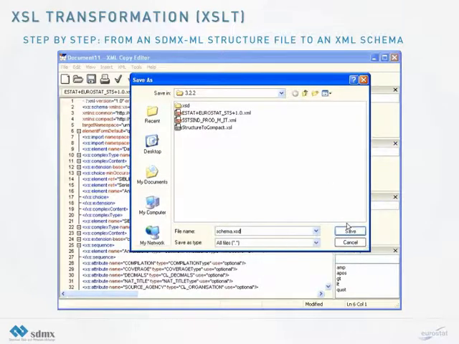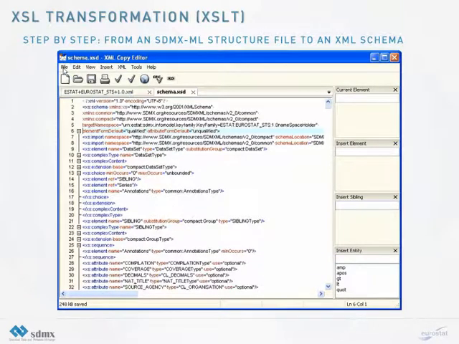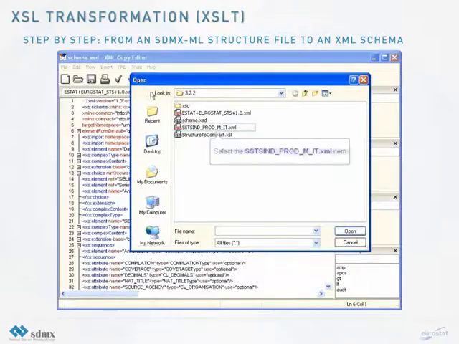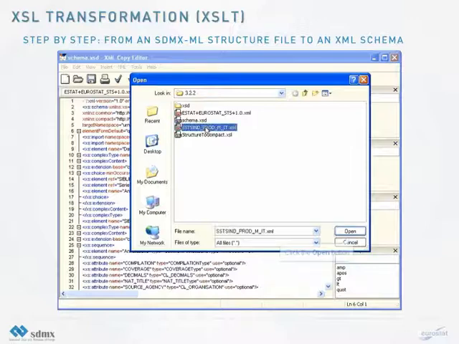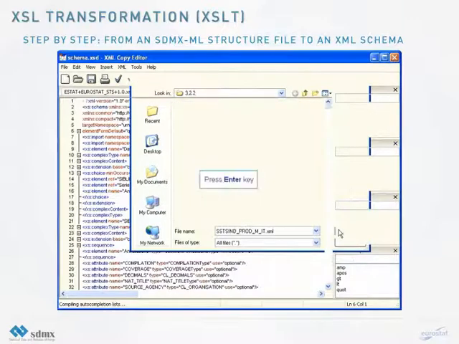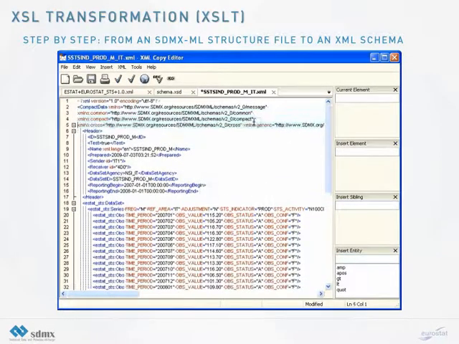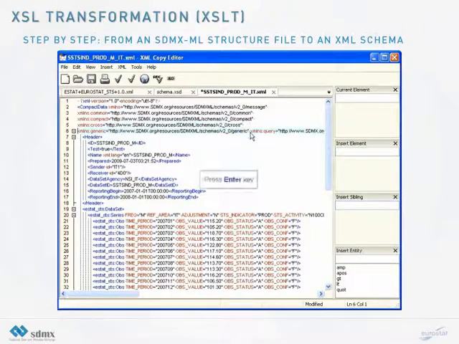For this purpose, we open our XML data file. We go to the File menu and press Open. We select the XML data file we are going to work with. As we can see in the XML data file, there are some namespaces we have to take into consideration.